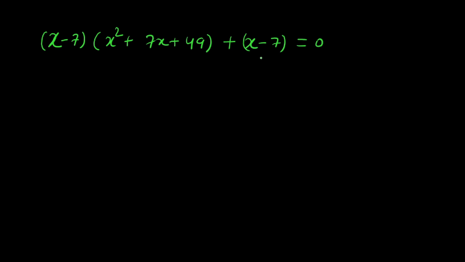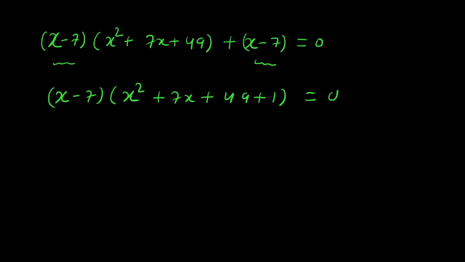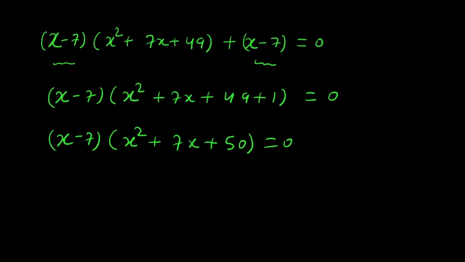Now look carefully, x minus 7, x minus 7. X minus 7 is common. If we take x minus 7 common, then here x square plus 7x plus 49 and then plus 1, and this is equals to 0. Then x minus 7 is multiplied by x square plus 7x plus 50, because 49 plus 1 is 50, and this is equals to 0. Now we have, if a times b is equals to 0, this implies a is equals to 0 or b is equals to 0.